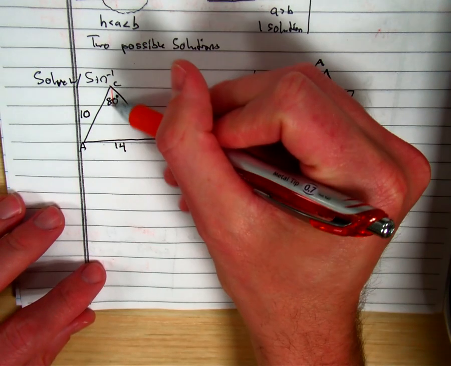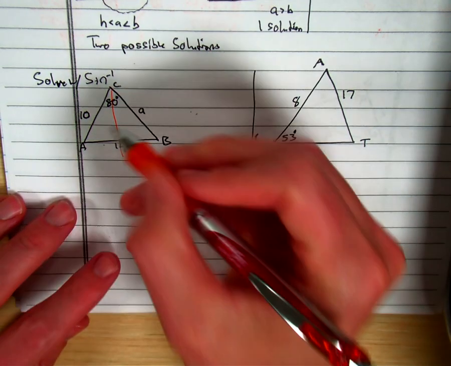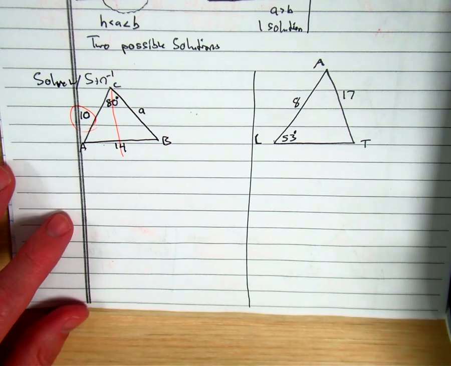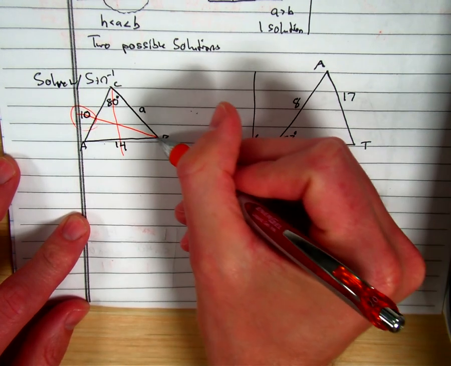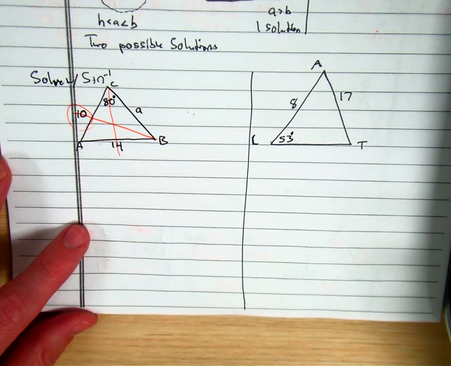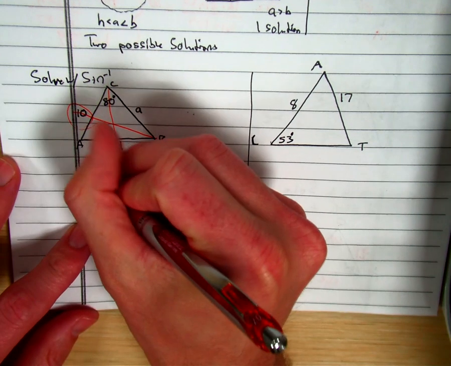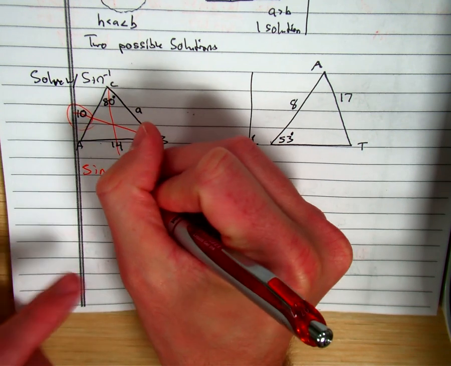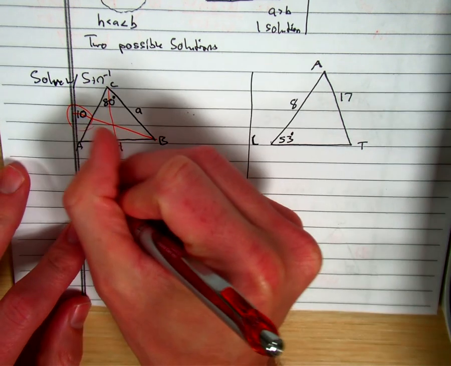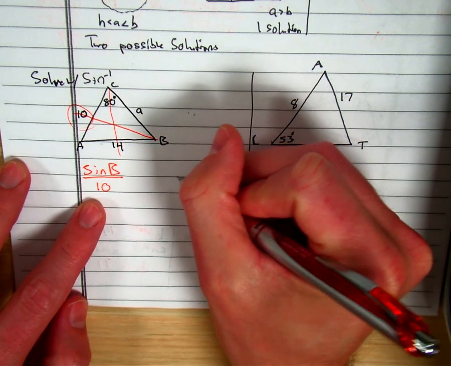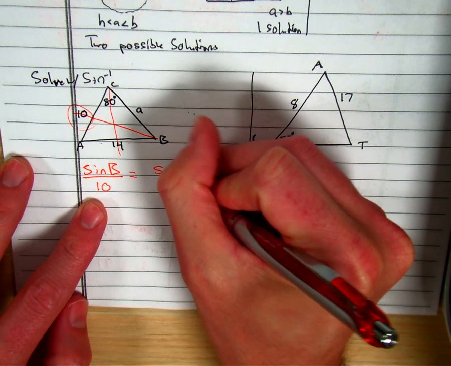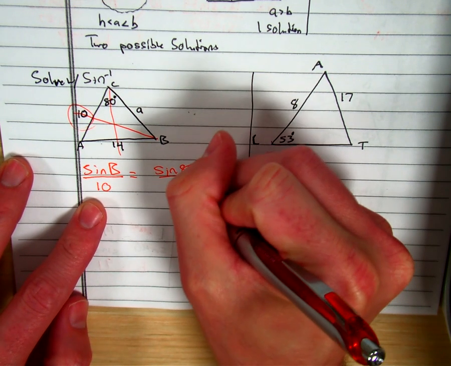Here's my matching partners. My only other piece of information is 10. So across from 10 is angle B. So we're going to do sine. We're doing the sines on top because I'm trying to find what angle B is. Sine B over 10 equals sine 80 over 14.